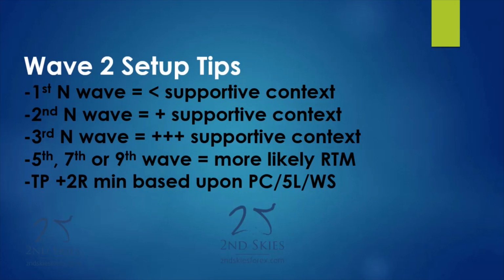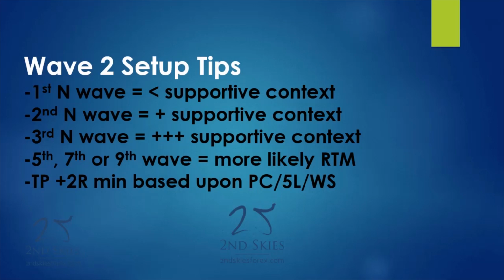charts real quick and talk about generalized stop loss locations. These are not perfectly fixed. They're not a fixed amount of pips. They are based upon structure, wave structure, and 5-line context. And I'm going to give you relative regions, which are going to be guidelines for where you're going to be placing your stop loss. It will be pretty straightforward or logical once you think about it. So, let's just get into some wave 2 setup tips.